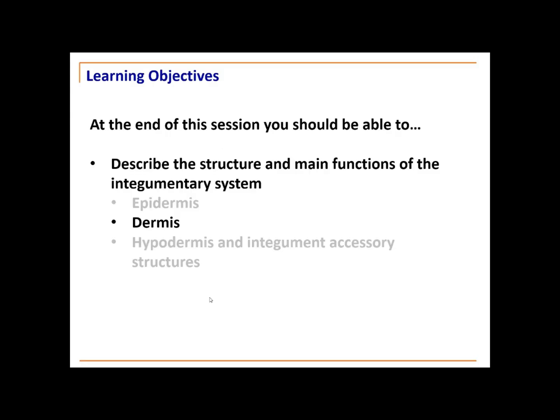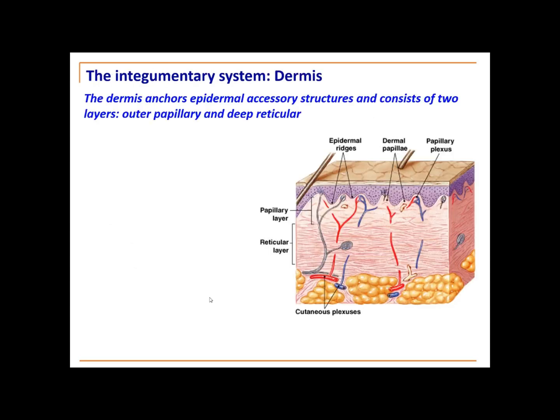So the second part of this session is going to be looking at the dermis. As we already know, the dermis helps to anchor the epidermal accessory structures, but it consists of two different layers. We've got the outer papillary layer, which you can see is next to the epidermis, and then we've got the deeper reticular layer.